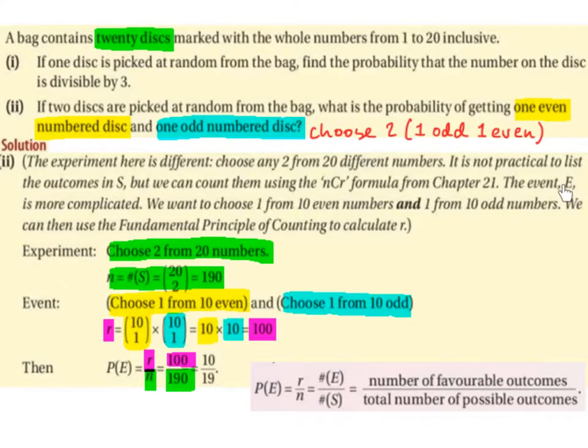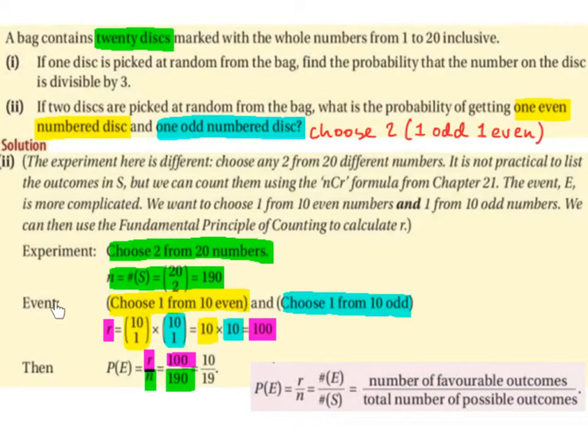The event E is more complicated. We want to choose 1 from 10 even numbers and 1 from 10 odd numbers. Remember, and means multiply. We can then use the fundamental principle of counting to calculate r. So the experiment is to choose 2 from 20 numbers. So n, which is the number of elements in the sample space, is going to be 20 choose 2, which is really 20 multiplied by 19, divided by 2 multiplied by 1, which is 190.